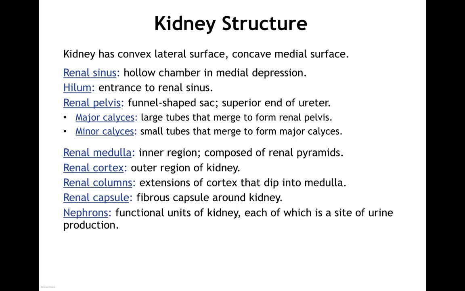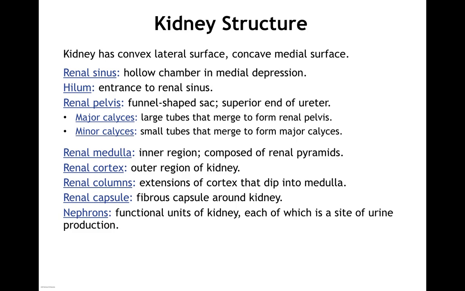The major calyces are large tubules that merge to form renal pelvises. The minor calyces are small tubes that merge to form major calyces. So we go minor calyces, major calyces, renal pelvis. Renal medulla is the inner region composed of renal pyramids. The outer is called the renal cortex. Renal columns are extensions of the cortex that dip into the medulla.